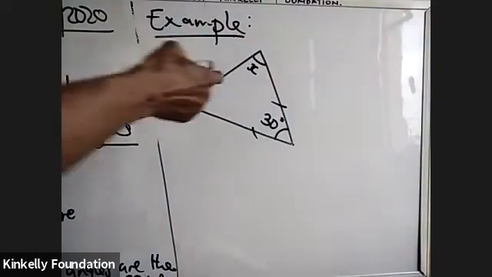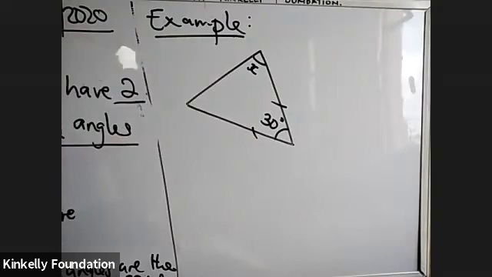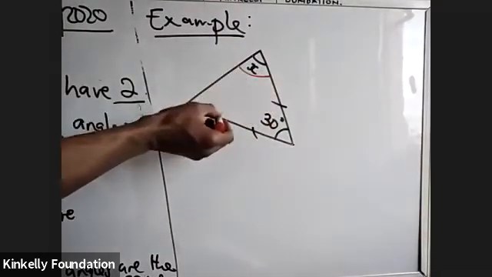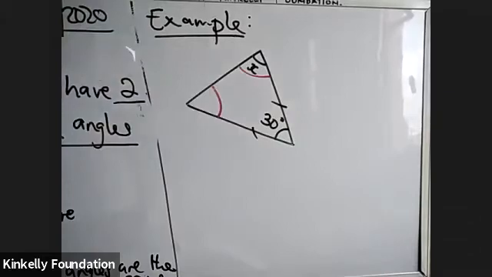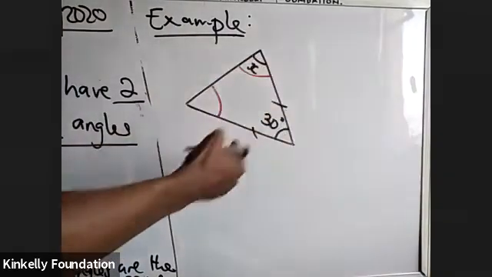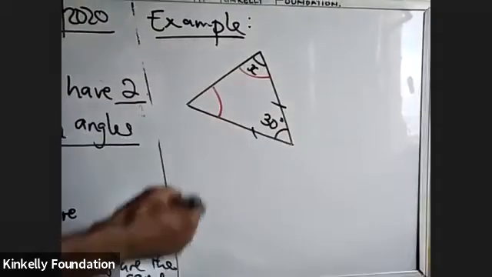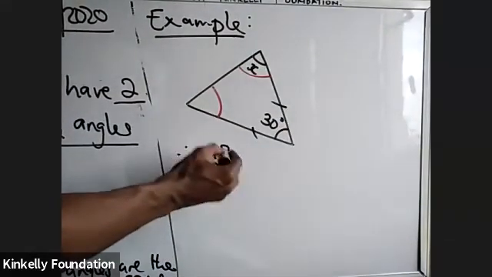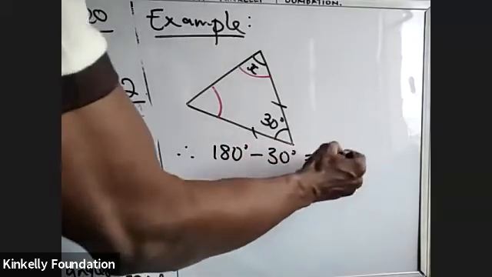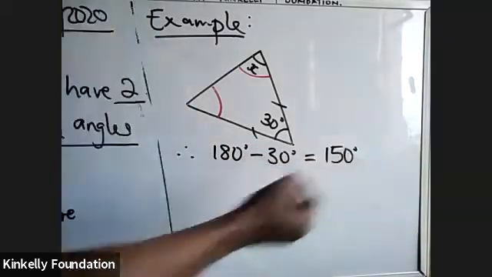You have to find x. What do you know from what we have said before? This angle here is the same thing as this angle here. So we have to only take away 30 from 180. Now say 180 degrees minus 30 degrees, which gives us 150 degrees.